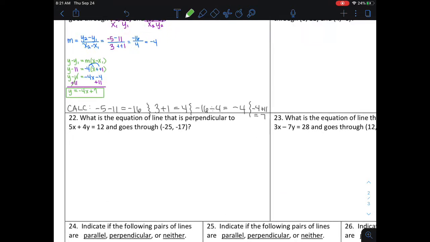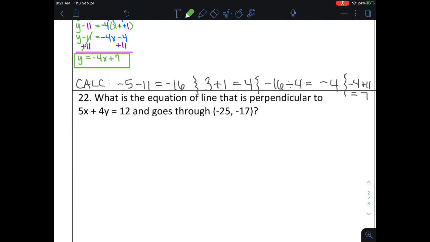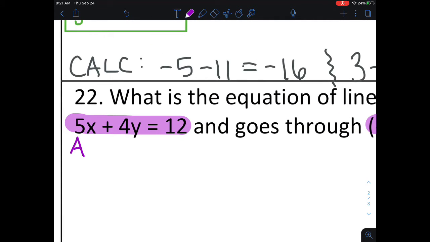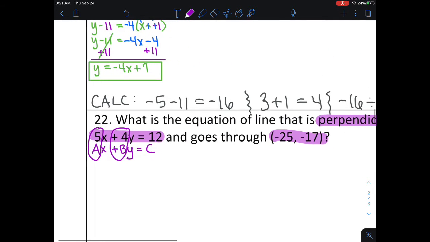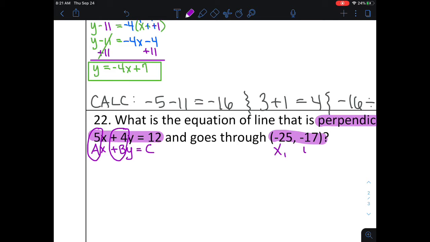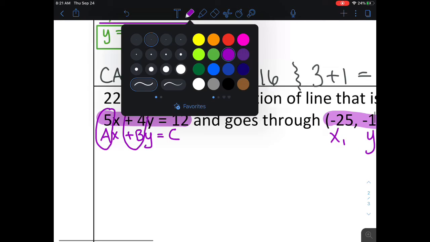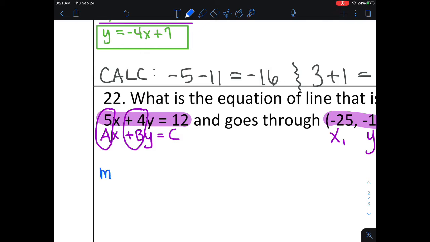Number 22, now we're going to do one that's perpendicular. Okay, so we need perpendicular. Here's the equation. Here's the point. Let's label. So this is going to be your ax plus by equals c. So that means a is 5. B is 4. We're going to need that a little bit later. And this is your x1 and your y1. Since we only have 1 point, we have to use negative a over b for slope, of course, because that's in standard form. All right, so let's go ahead and get this party started.